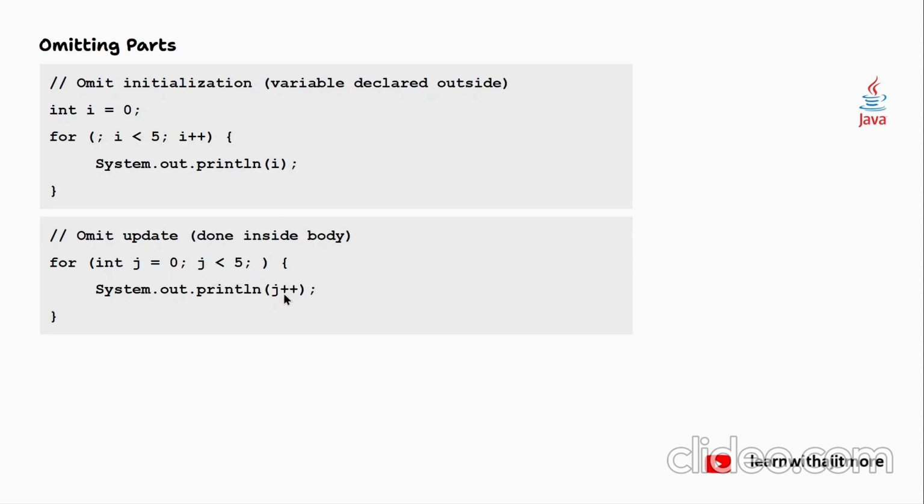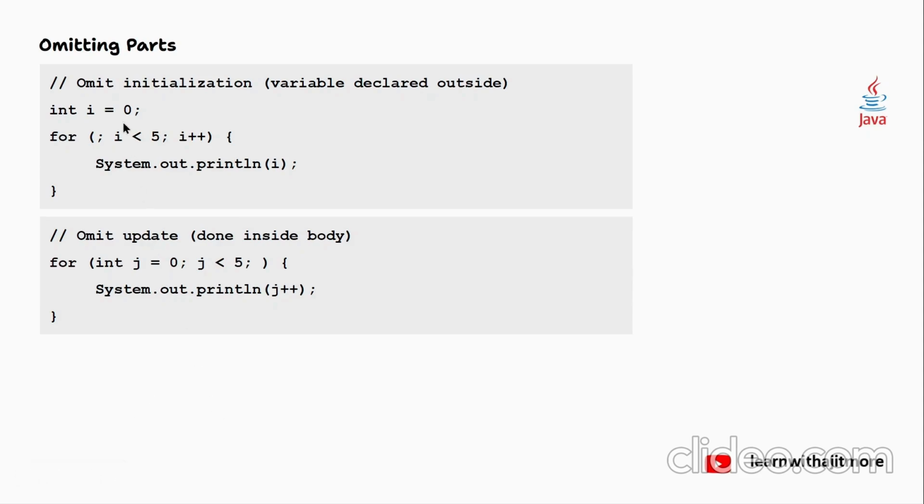1 less than 5, yes. Print 1, make it 2. 2 less than 5, yes. Print 2 and make it 3. 3 less than 5, yes. Print 3, make it 4. 4 less than 5, yes. Print 4 and make it 5. And then 5 less than 5, no, the loop will stop.